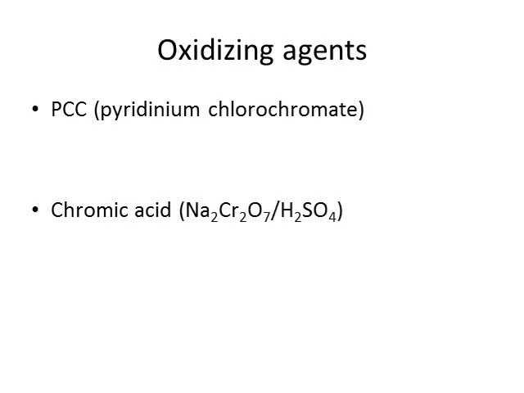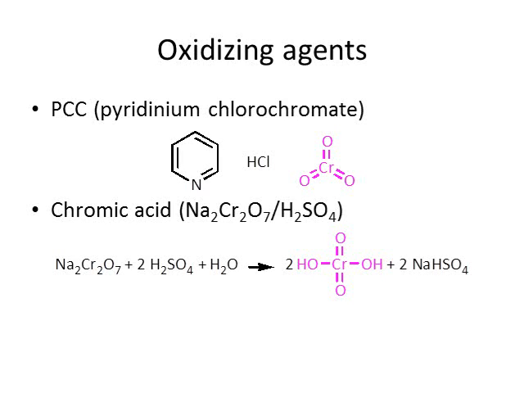And they're both chromium-based. PCC, which is pyridinium chlorochromate, is a combination of chromium trioxide, HCl, and pyridine. But really, the active species is the chromium trioxide. The HCl and pyridine, this is a base, this is an acid, they're really there to move protons back and forth. There's chromic acid, which is shown here in magenta as H2CrO4, and it's got a structure really similar to H2SO4.